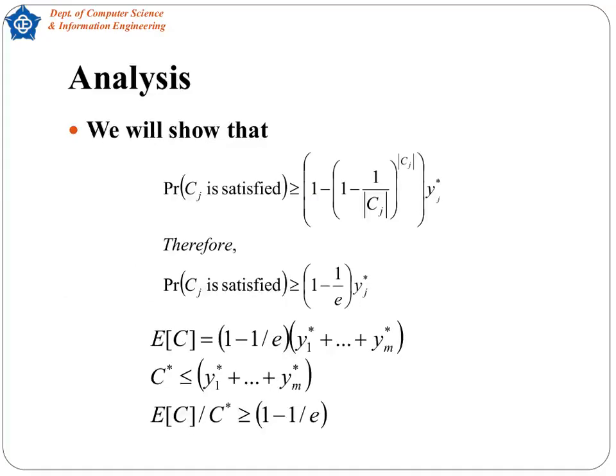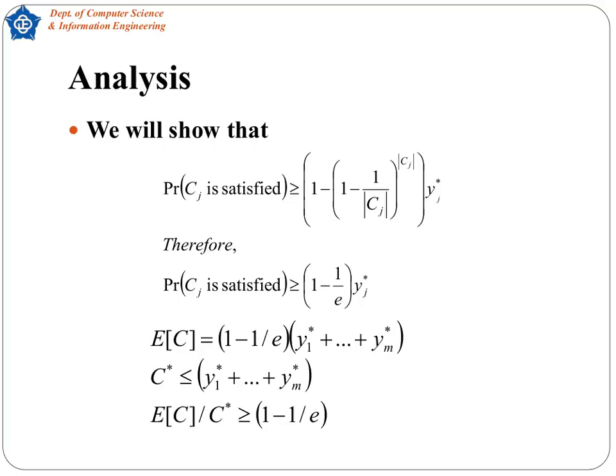Building on our randomized rounding scheme, we now bound the probability that a single constraint Cj is satisfied. We start with the probability that Cj is satisfied being greater than or equal to a factor depending on yj star. Noting that this factor is at most 1, we can substitute and obtain: the probability that Cj is satisfied is greater than or equal to 1 over e times yj star.